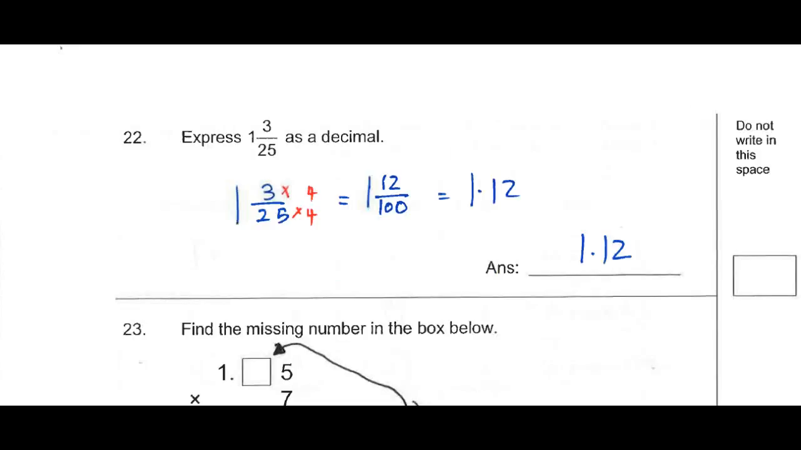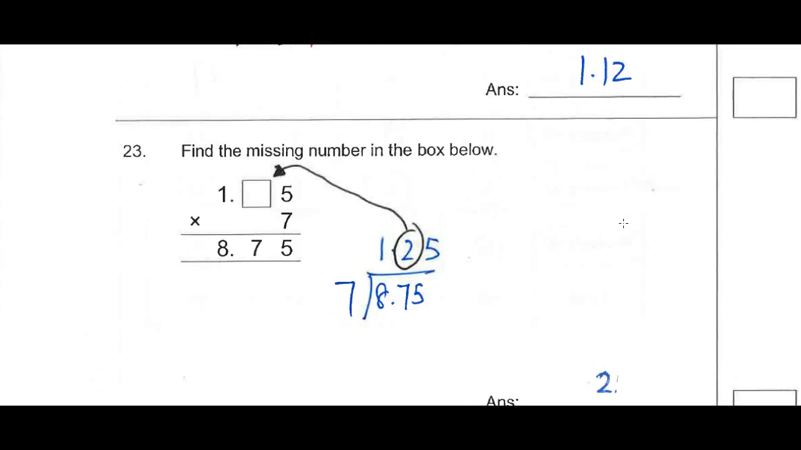Express this as a decimal. First, leave this 1 whole alone and convert this into a denominator of 100. You must understand that 25 can be converted into 100 by multiplication of 4. So bottom you times 4, top times 4. It is actually this. From here you can convert to decimal easily. 12 divided by 100 is 0.12. Add the whole number over here, so this whole thing is 1.12.